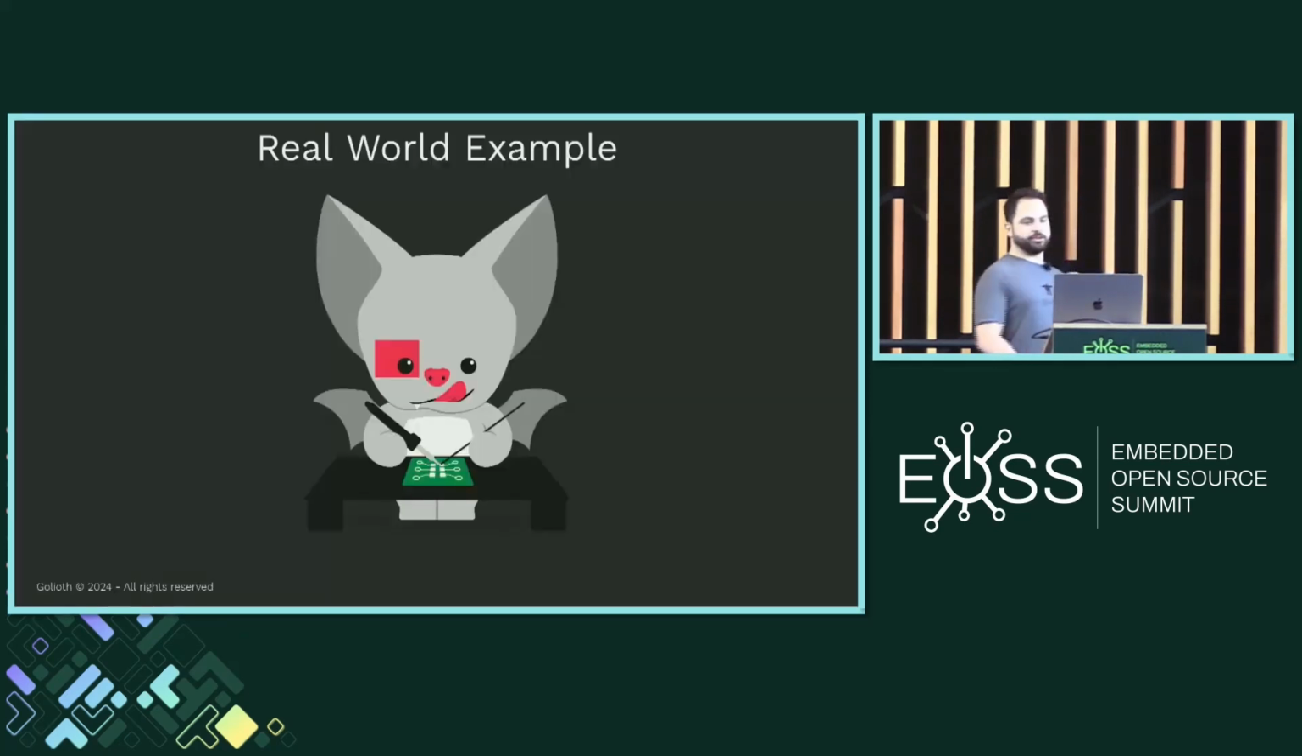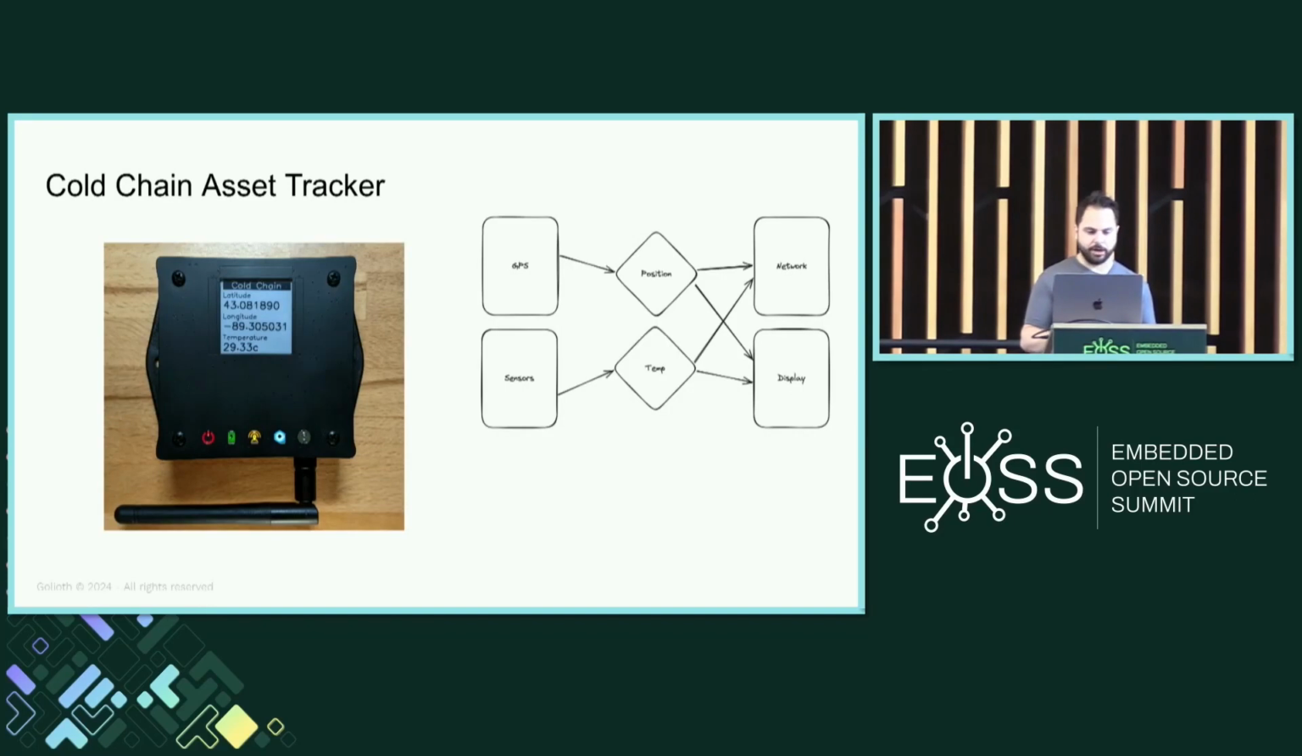OK, real-world example. That was a lot of talking, and I apologize. It's not how I like to do my presentations normally. But hopefully this will make everything feel a little bit more concrete. I want to talk about a cold chain asset tracker. This happens to be a reference design that my company Golioth makes.